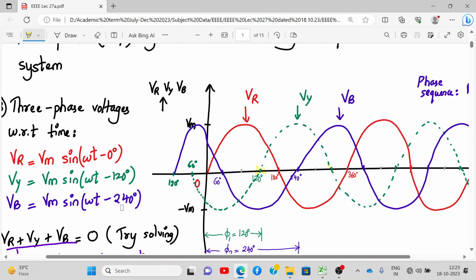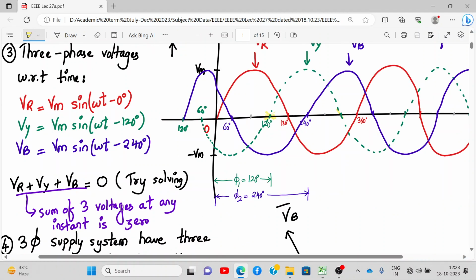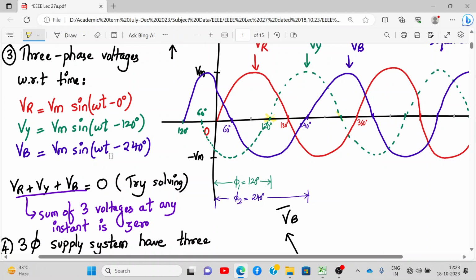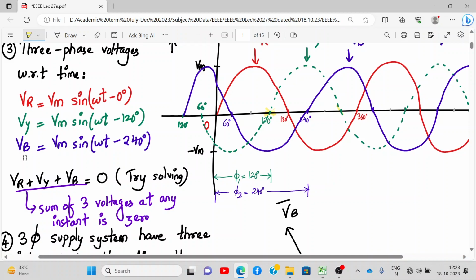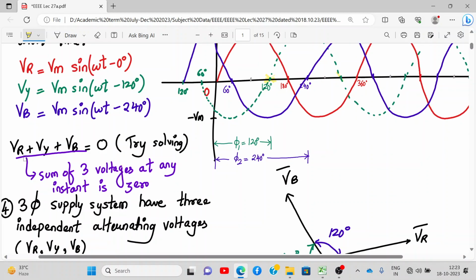So the sum of all three voltages at any instant of time will be zero. You can check it out. Use your maths and check it out. You can add these three and check that at any instant of time, the sum of all three voltages will be zero. Understood? You have written this expression for VR, Vy and Vb. Can we move on?